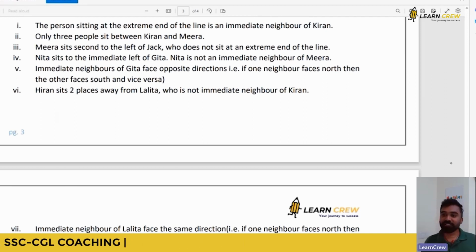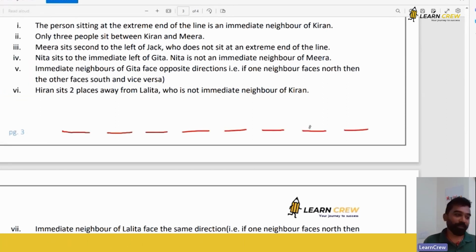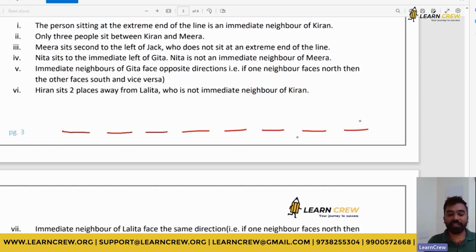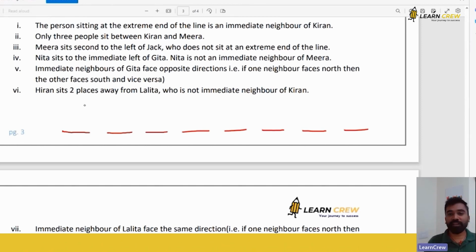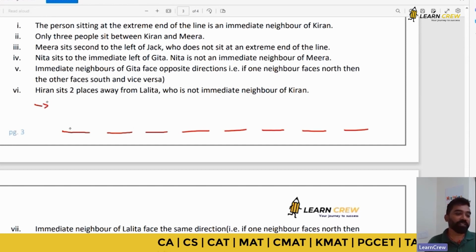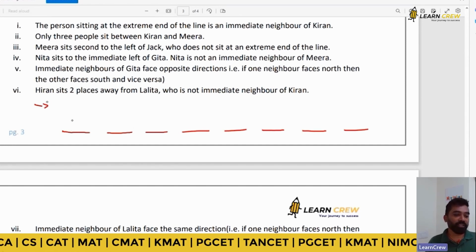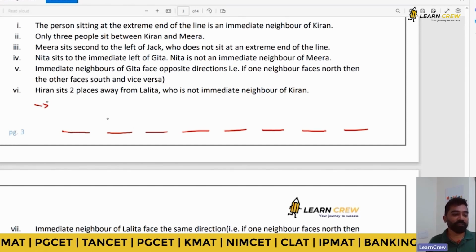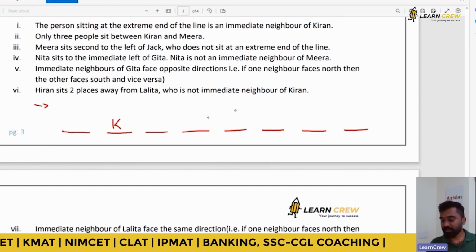Okay. After Neeta, Jack. Okay. How many people are there? 8 people. Let us start from the first one. The person sitting at the extreme end of the line is an immediate neighbor of Kiran. The first statement itself tells the extreme end of the line. So now the line can be either this extreme or that extreme. By my convention, I take it from this side. The person sitting at the extreme end of the line is a neighbor of Kiran. So I will place Kiran here.